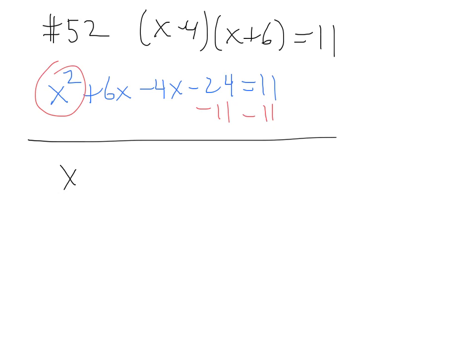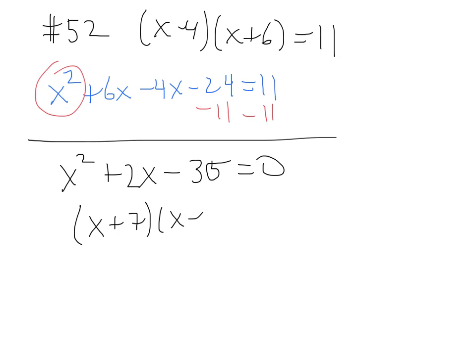That gives me x squared plus 2x minus 35 equals 0. The reason we want a 0 on one side is it's going to allow us to factor and use what's known as the zero multiplication property. So we factor: x plus 7, x minus 5 equals 0.